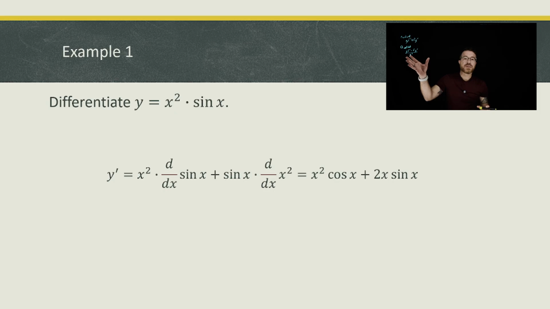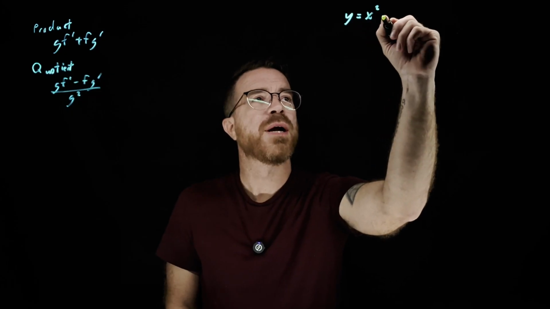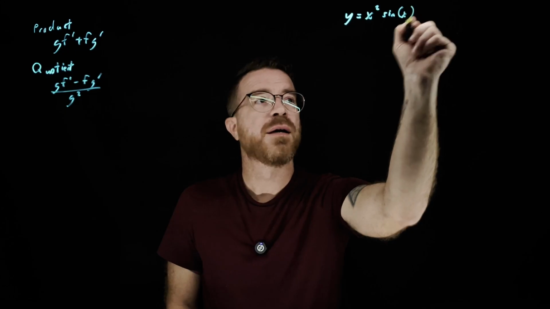Now, if you notice on the side here, I put the product rule and the quotient rule so we can reference them while we're doing these problems. So the first one says that we want to differentiate y equals x squared sine of x.